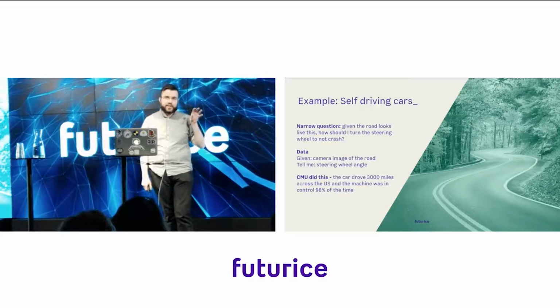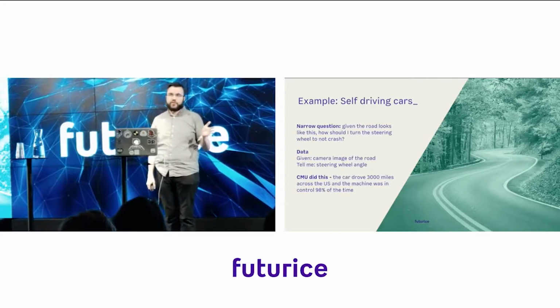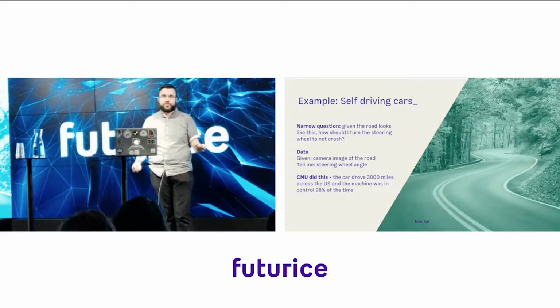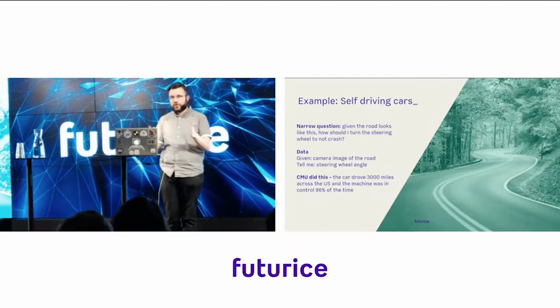Again, that's a narrow, well-defined question that you can set up. It's not just drive a car. It's given the road, or a picture of the road, this is what we can see right now, tell me how I should turn the wheel to not crash. That's the kind of thing that a machine learning problem is: given a situation, predict an outcome.